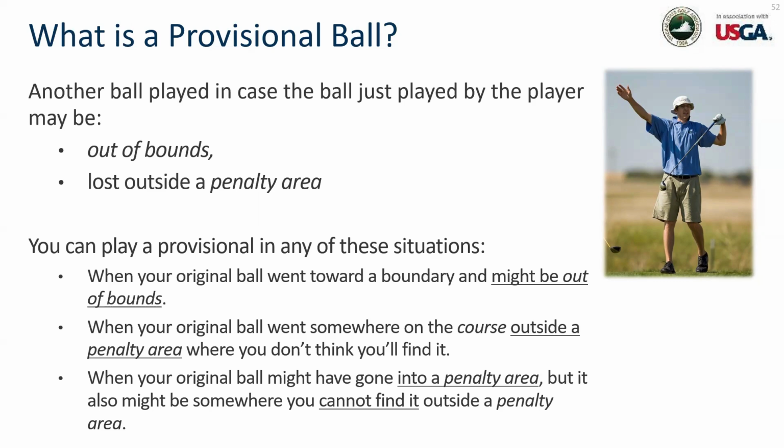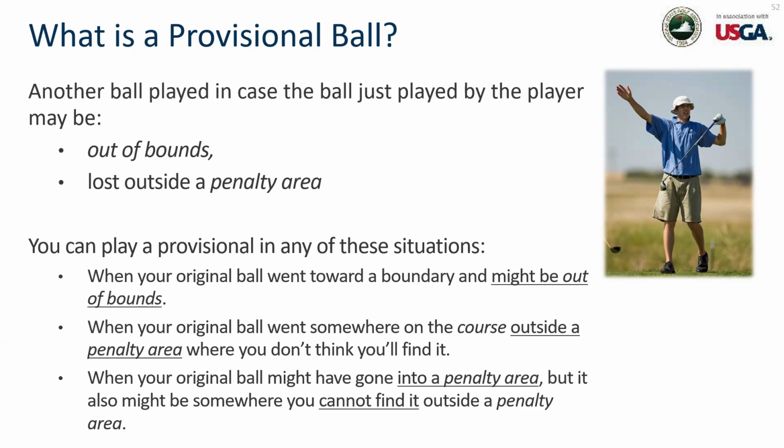So some situations where you would be encouraged to play a provisional ball: when that original ball went toward a boundary and might be out of bounds. You don't know. You're not 100% sure it is. You think there's a chance it could still be lying on the course. Play a provisional just in case. When your original ball went somewhere on the course outside of a penalty area where you don't think you'll find it, again, play a provisional. There's no harm in playing a second ball there.